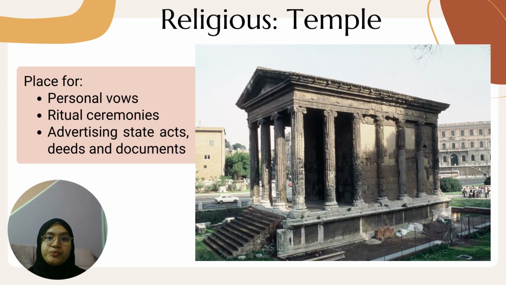Religious building in Rome, the temple. The temple was a place for personal vows, ritual ceremonies, advertising state acts, deeds, and documents. It was a place to inform the public on what was going on in the government, the military, and other official organizations. So it was a symbol of authority for the empire.